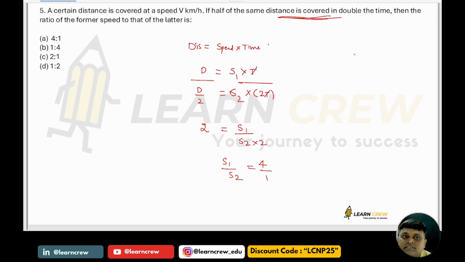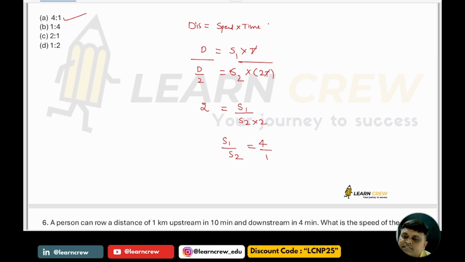So what is asked here? The ratio of the former speed, the initial speed, to the latter is 4:1. So the answer is A. Next, question number 6.